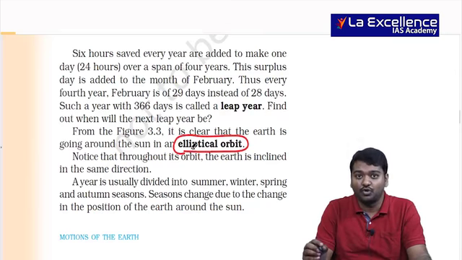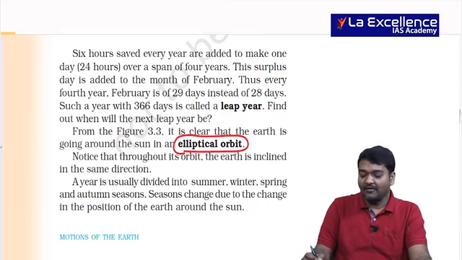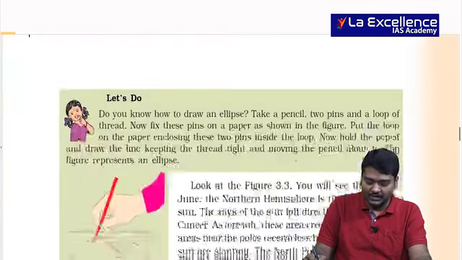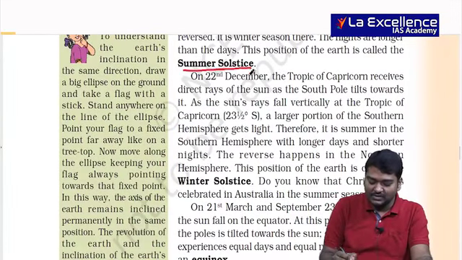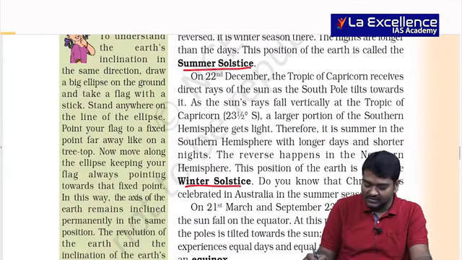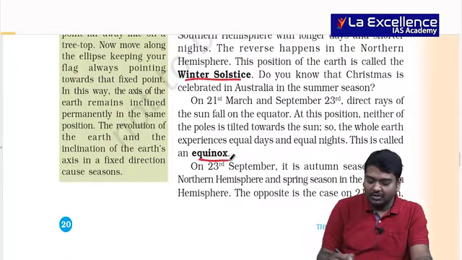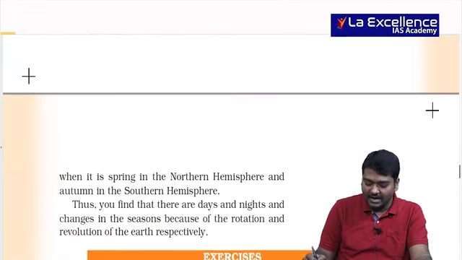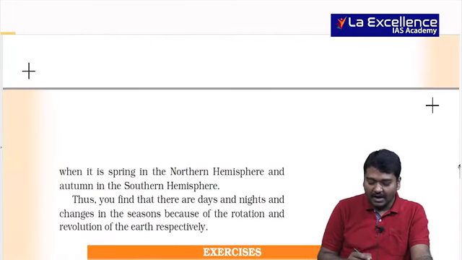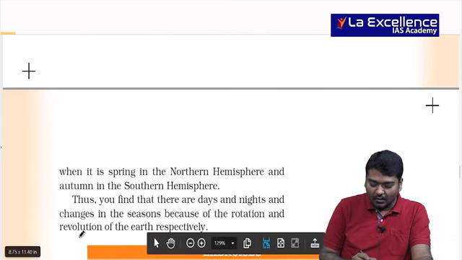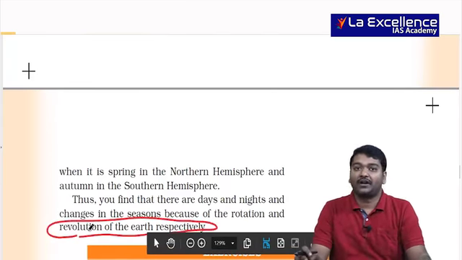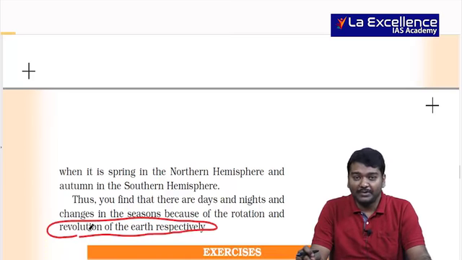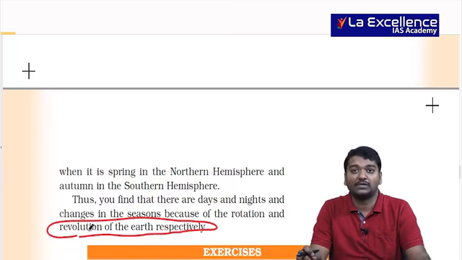I have also shown you apogee and perigee, the farthest place and closest place to the sun. As I have already told you, summer solstice, winter solstice, equinox and the impact on day and night, right? And this is the reason why you have seasons. Rotation and revolution usually determine day and night and also seasons.